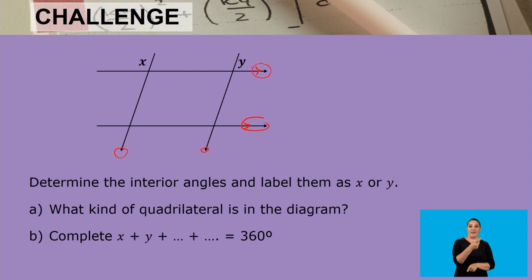And you have angle X and angle Y. You are to determine the interior angles and label them as X and Y. And then what kind of quadrilateral is in the diagram. When you have labeled them and you look at the center and you see that there is a quadrilateral there, quad means four, so it's a shape that has four sides.